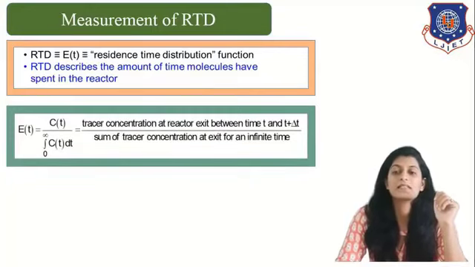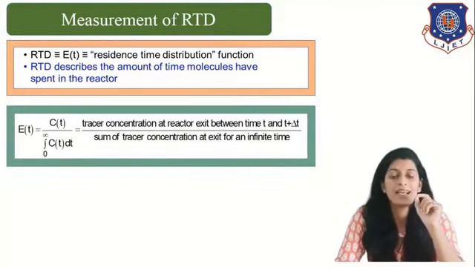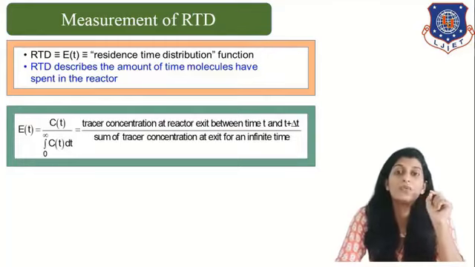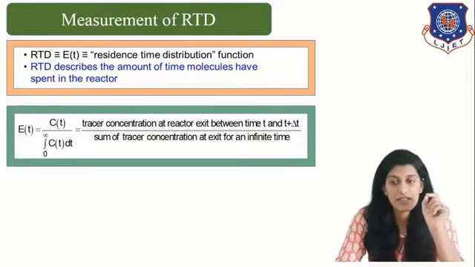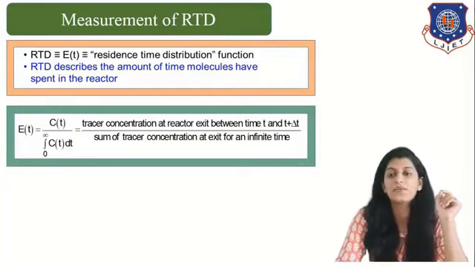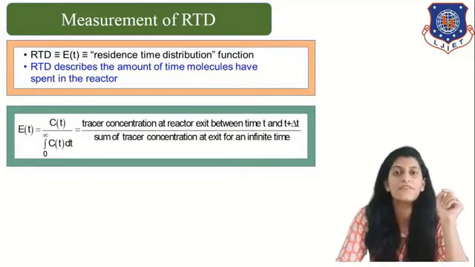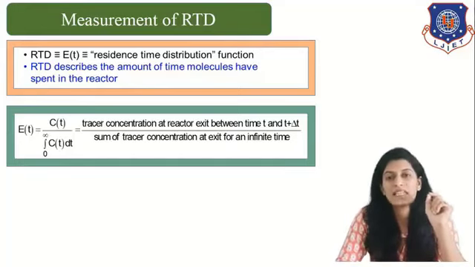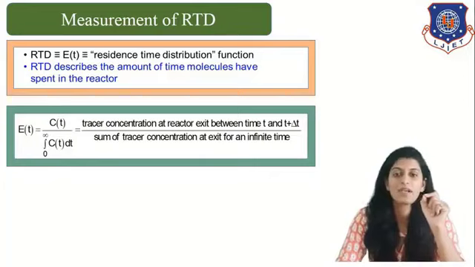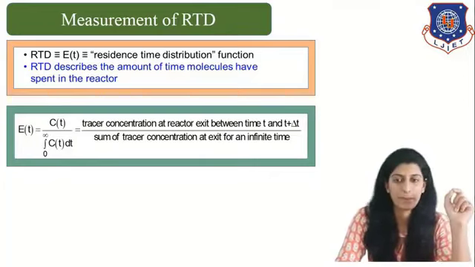The next is E(t), that is residence time distribution. How can we determine residence time distribution? It can be calculated using this formula: E(t) equals C(t) upon the integration from 0 to infinity of C(t) dt. So C(t) is the tracer concentration at the outlet stream, or the exit stream.